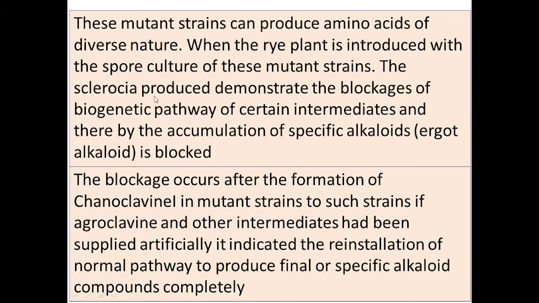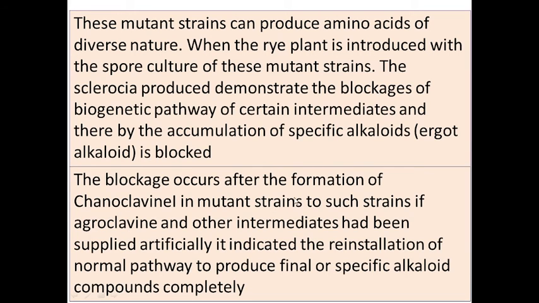then what will happen? It will block the biosynthetic pathway for certain intermediates. It will block the biogenetic pathway of certain intermediates, and thereby the accumulation of specific alkaloids is also blocked. So the ergot alkaloids which are produced through that Claviceps purpurea, the formation or biosynthesis of those ergot alkaloids gets blocked due to that mutant strain.